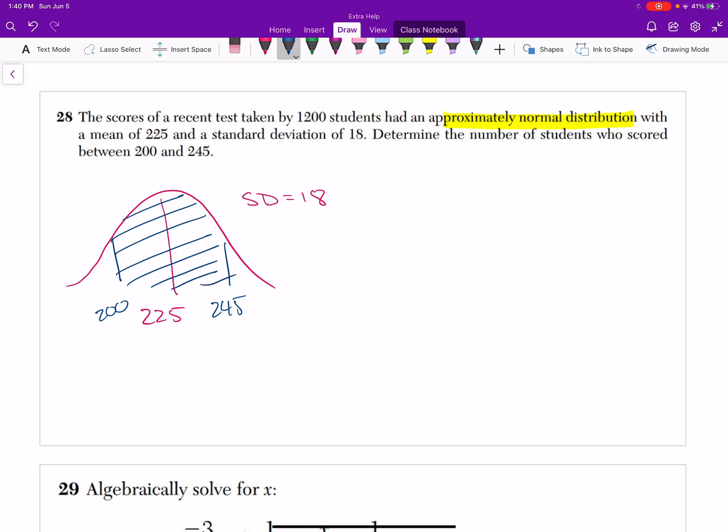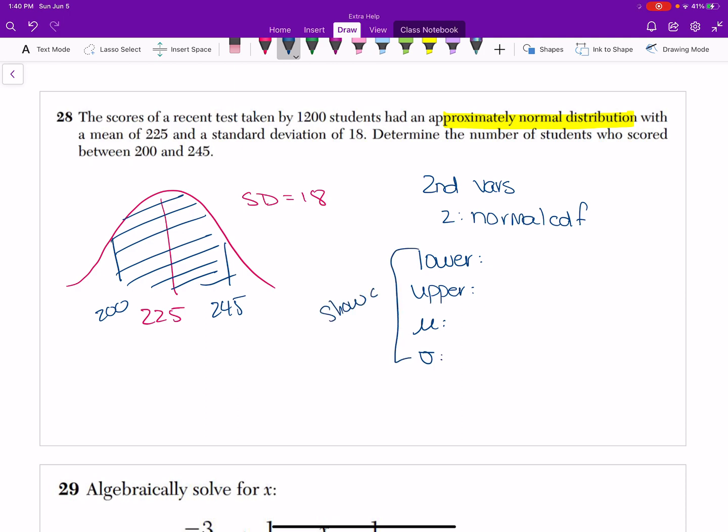So on our calculator, we go to second, VARS, choice 2, says normal CDF. It's going to ask you for your lower, your upper, your mean, and your standard deviation. I need to see this on your paper to get full credit. This is your work. Your lower is the 200, upper 245, mean is 225, standard deviation is 18.